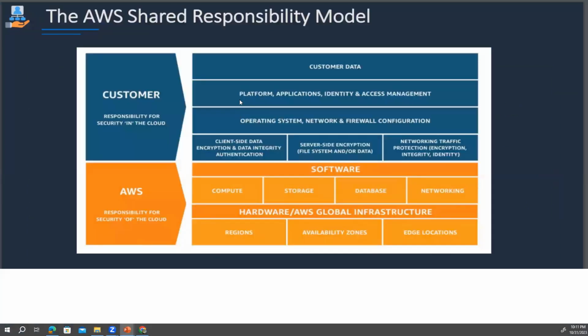Okay. Now, for AWS, are we customers? Are we part of AWS? Can anybody tell me? Are we customers or part of AWS?